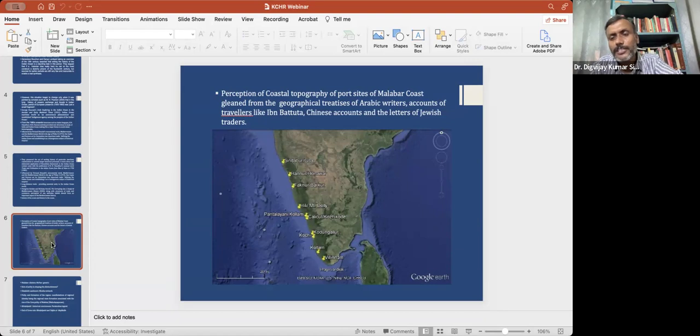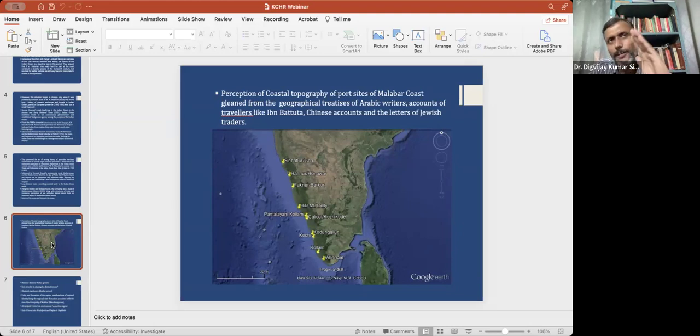And one of the ways in which I look at this very detailed description of the ports and the Malabar coast in these accounts is this: that Malabar, or the ports of Malabar and the Malabar coast in general, appeared to them as a distinct coastal region, a distinct coastal region which they know with a considerable degree of detail and specificity. That is why there is very specific description of the port towns of the Malabar.